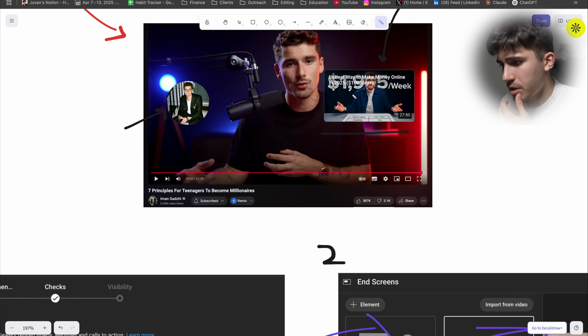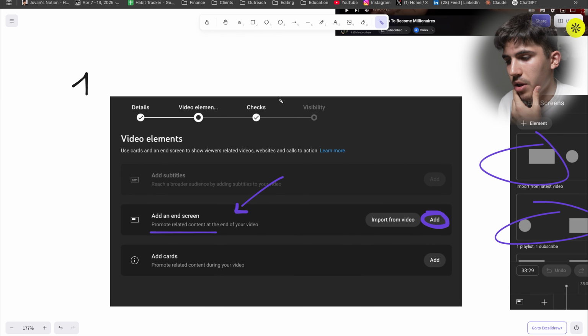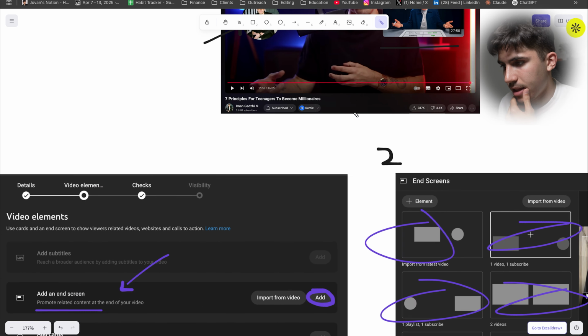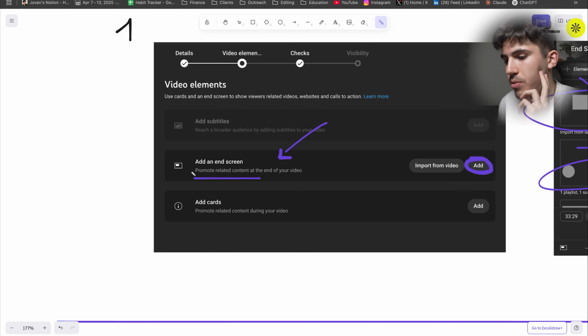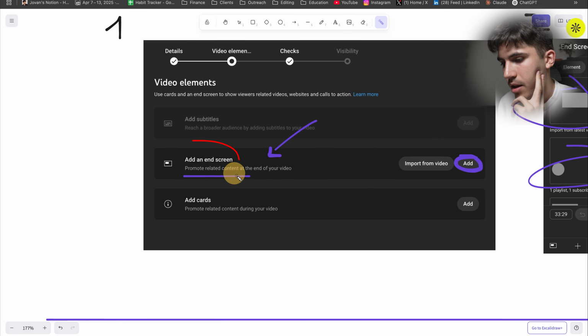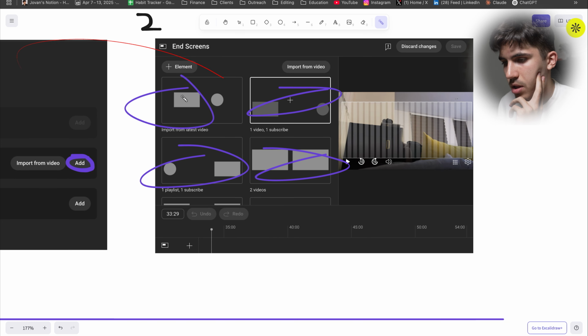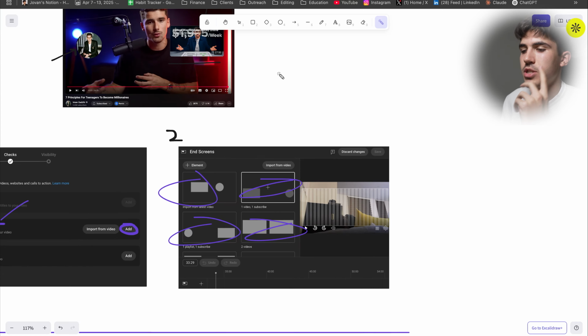So how we're going to do this, I also covered here. Once you are uploading your YouTube video, you have video elements, and you can put cards. However, the thing we're looking for is his channel and this next video. So you go there, add end screen, and then this page will pop up and you simply choose this or that. So pretty much that's it, simple.